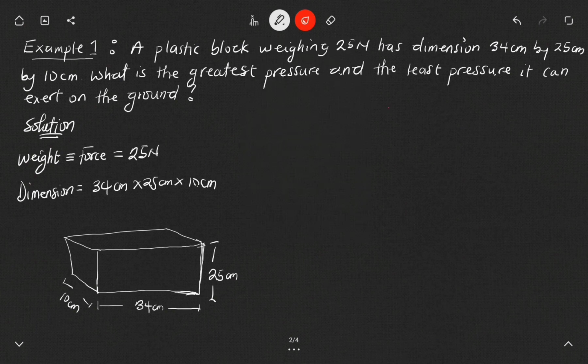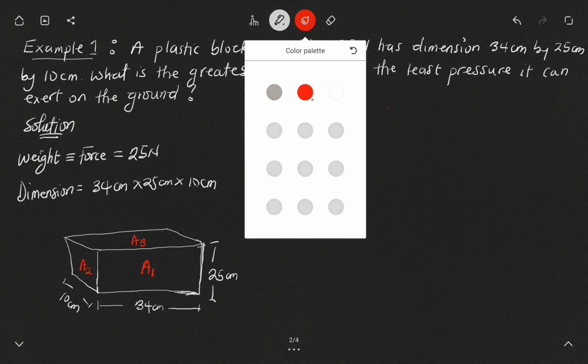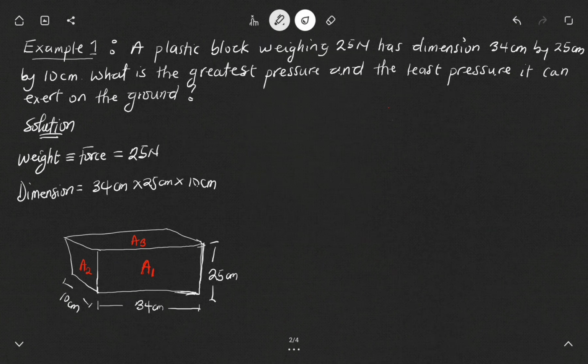So we can have area 1. The surface over here is area 1, the surface over here is area 2, and then the surface at the top over here is area 3. So it means we have 3 different areas for this particular surface.